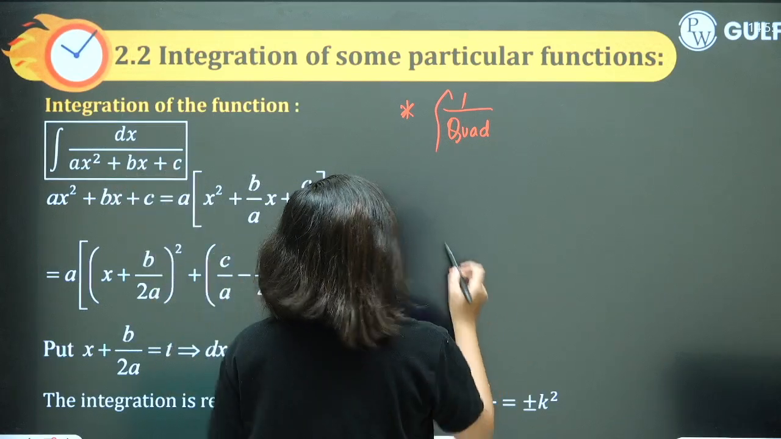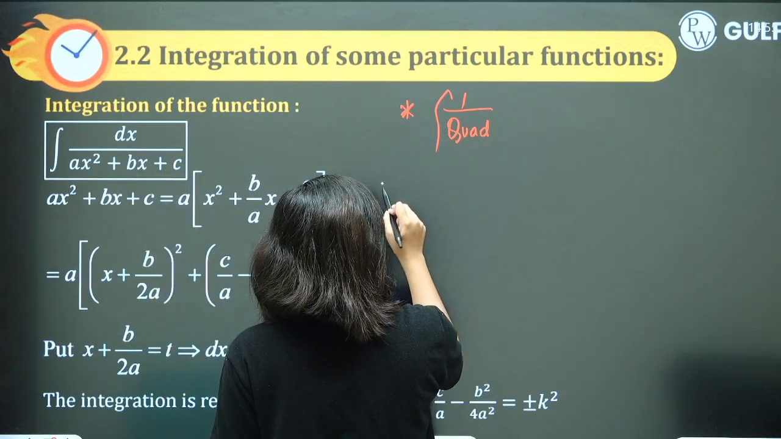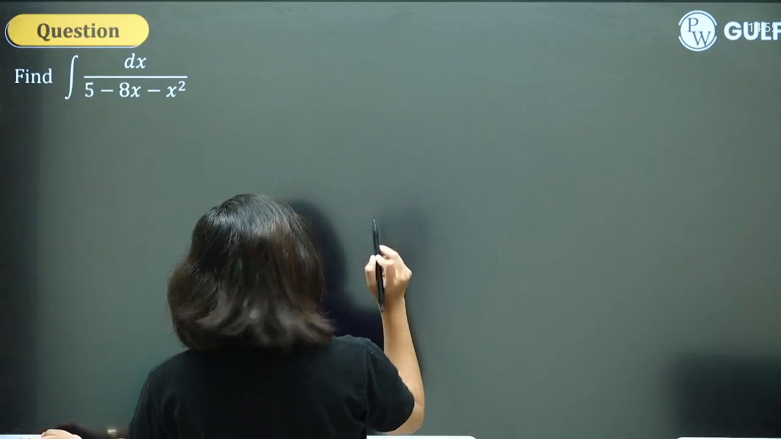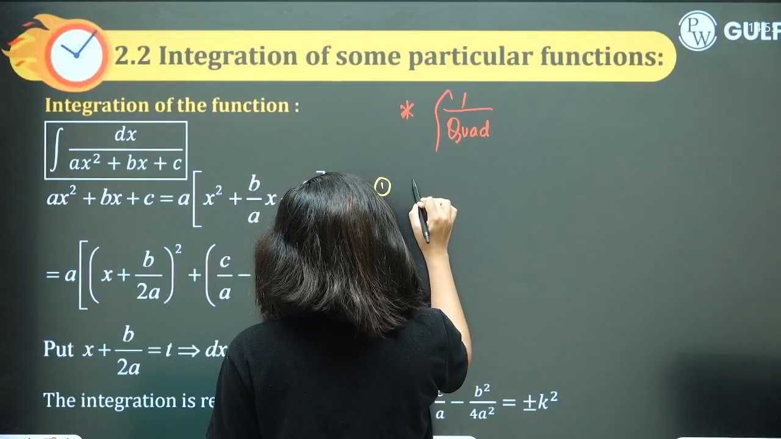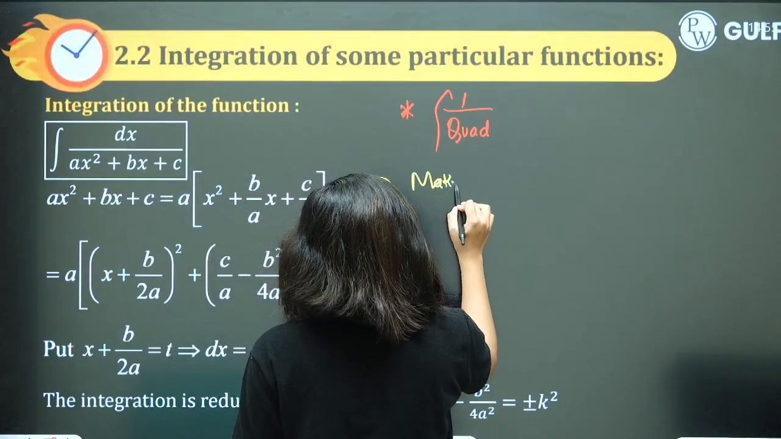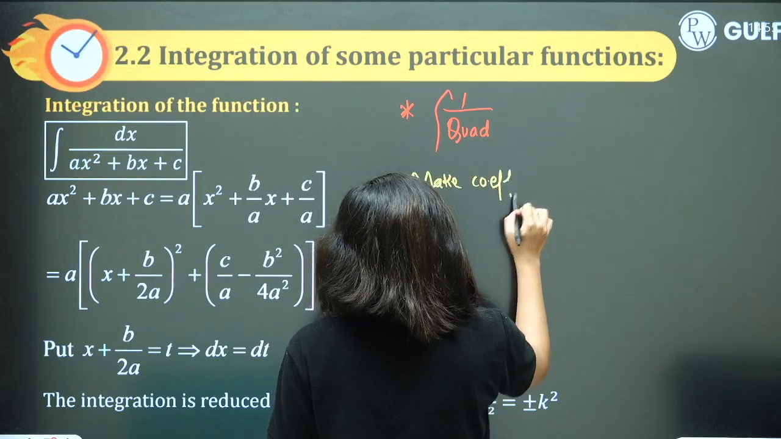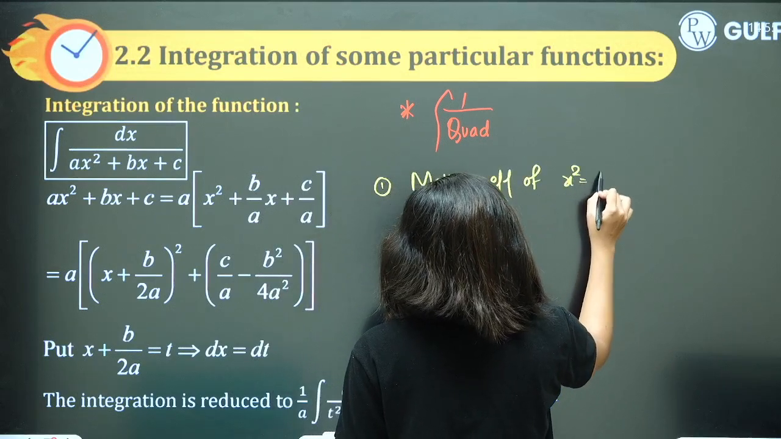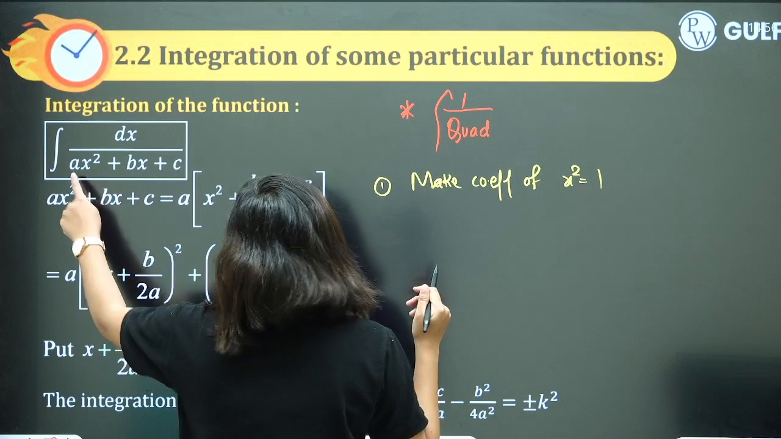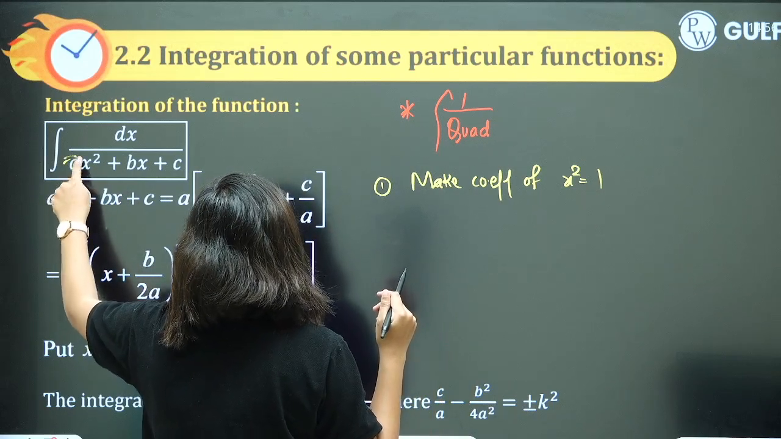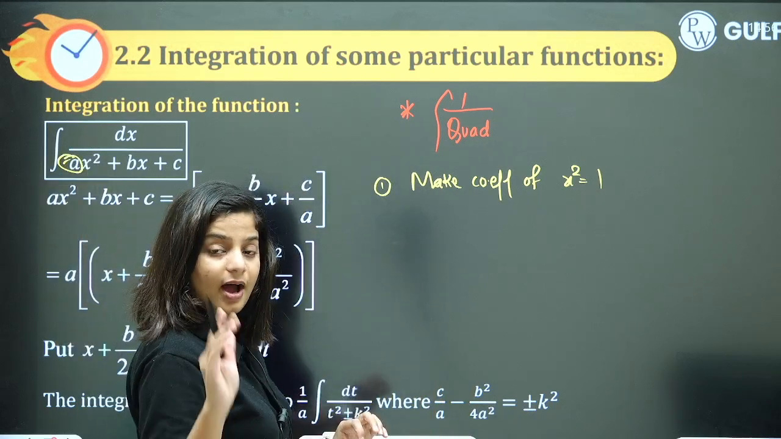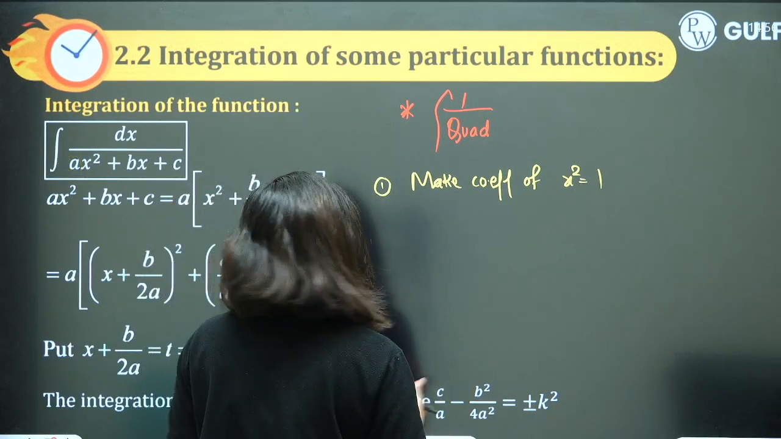Whenever you have a question of 1 by quadratic, where the denominator is a quadratic, what we do is, first step, we will make the coefficient of x square equal to 1. Always make the coefficient of x square 1. Here the coefficient of x square is a. You will make it 1. How? Take a common.